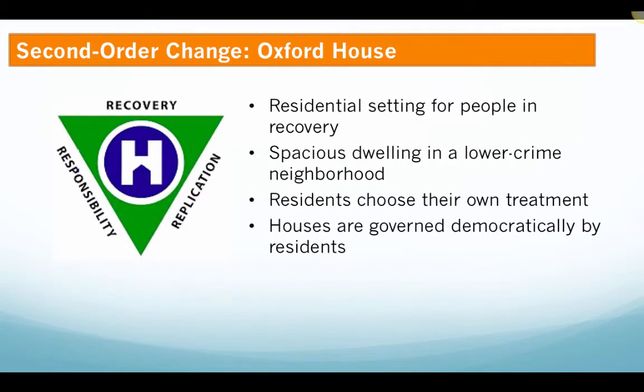The Oxford House is an example of a program using second-order change to address addiction recovery. This is a residential setting for those recovering from substance abuse. The Oxford House includes a spacious dwelling in a lower crime neighborhood. Residents of the house must pay rent, perform chores, and remain drug-free while staying there. Residents are in charge of choosing their own treatment, which can include professional treatment or mutual help groups. And the houses are all governed democratically with leaders chosen by the residents and not the staff.